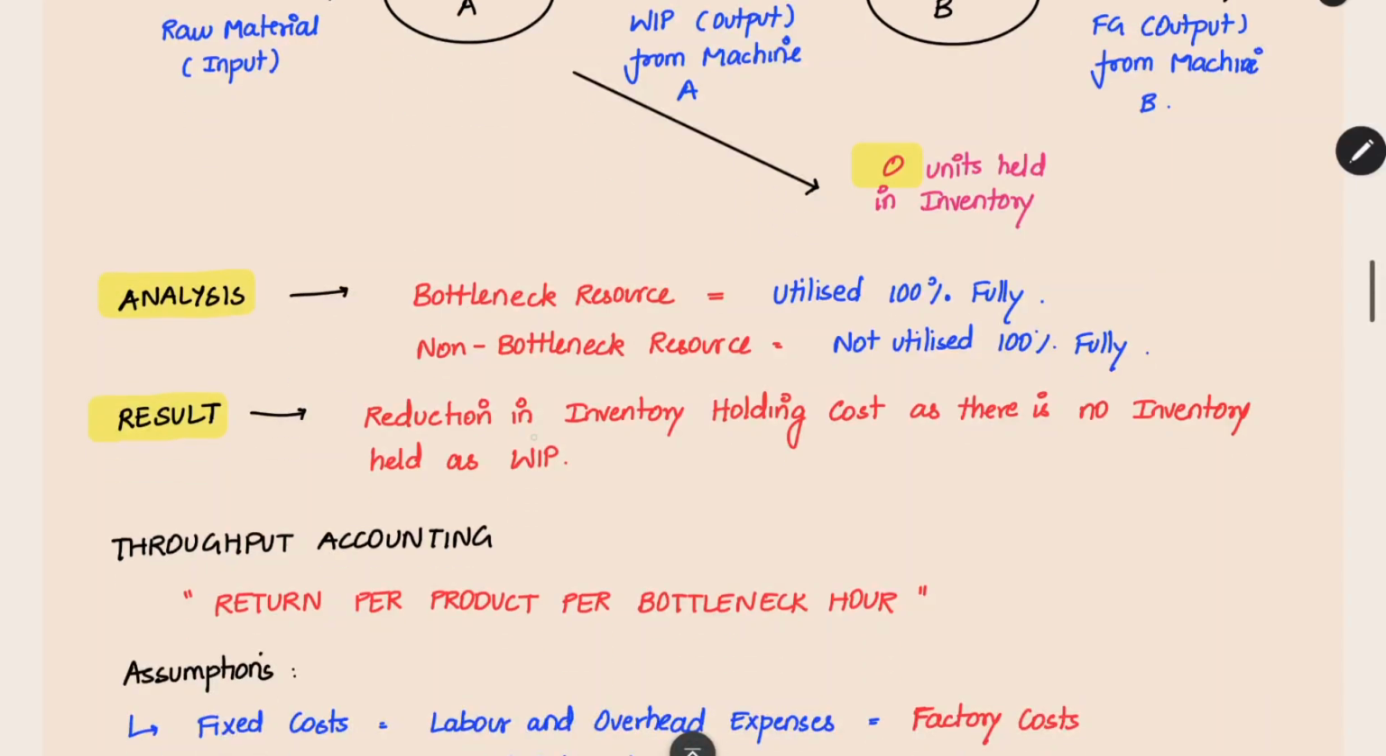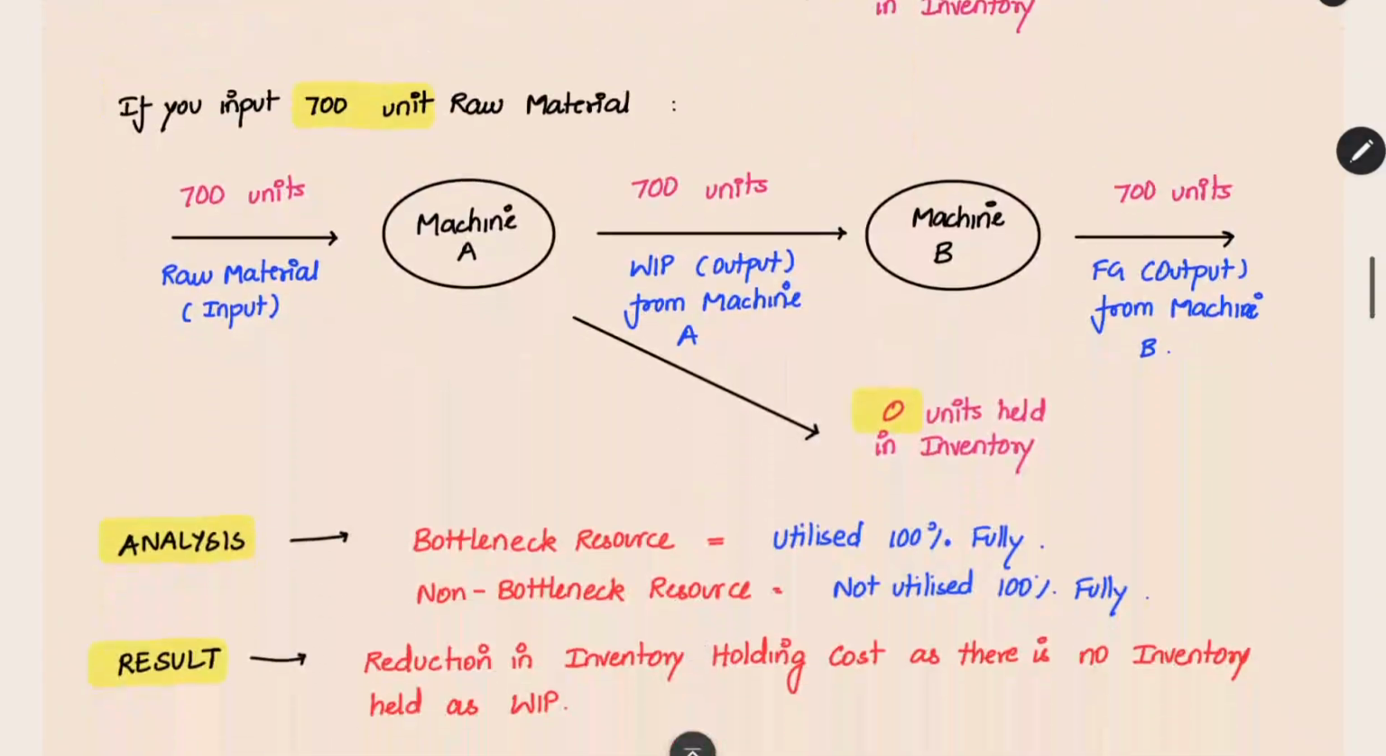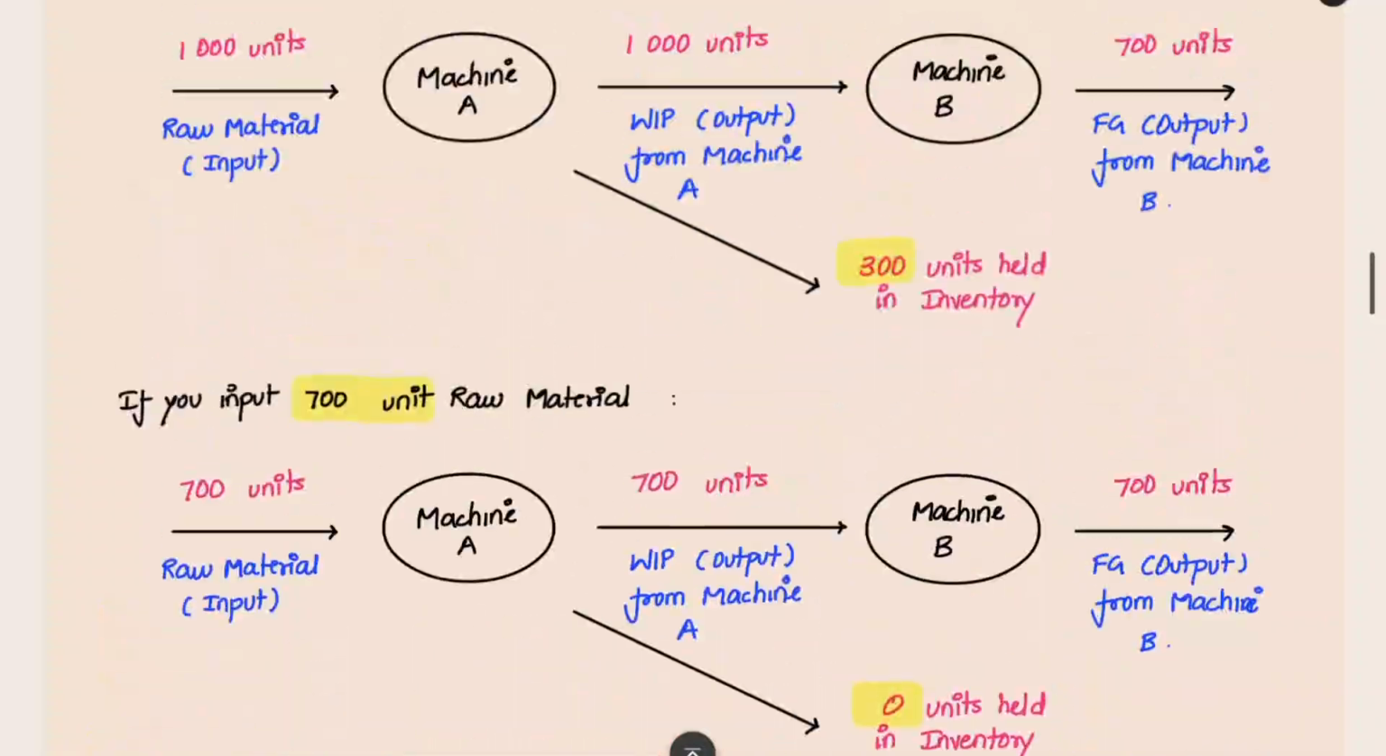As a result, what are you getting? You are getting a reduction in the inventory holding cost because there is no inventory held. That is the result which you have to see here. If you use the bottleneck resource fully and the non-bottleneck resource is not utilized 100% fully, you will get a reduction in the inventory holding cost. This is the concept of theory of constraints.